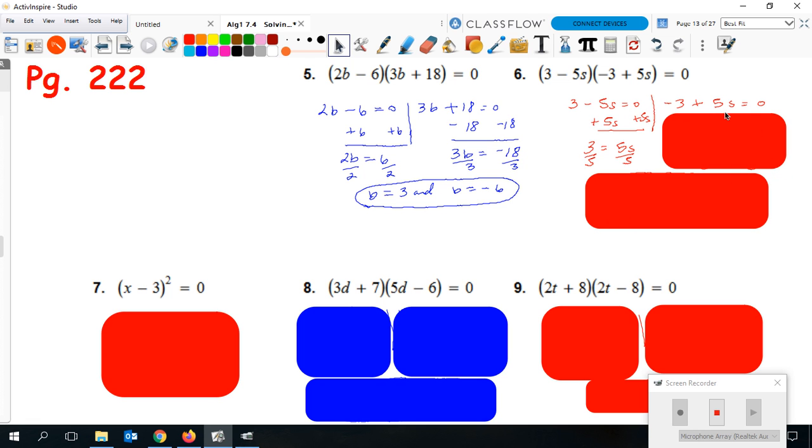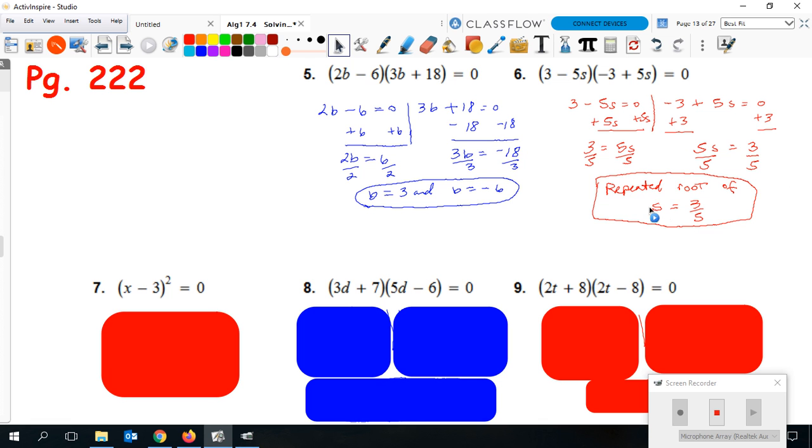And as I do this one I might want to add 3 to both sides, and I got 5s equals 3, and I divide by 5. I'm also getting 3/5. So I get 3/5 on both of these answers. So what we could say is we have a repeated root of s equals 3/5. So you don't need to say 3/5 twice. You can just say it once, but you just want to say that it's a repeated root.